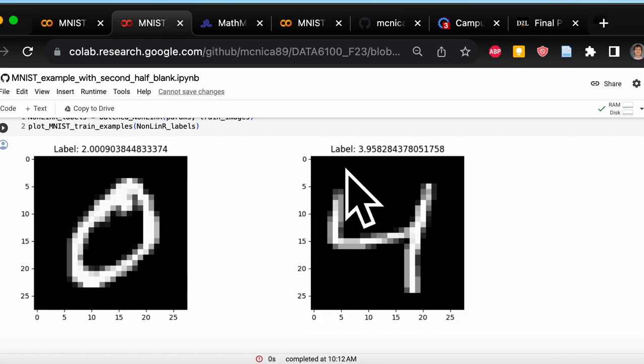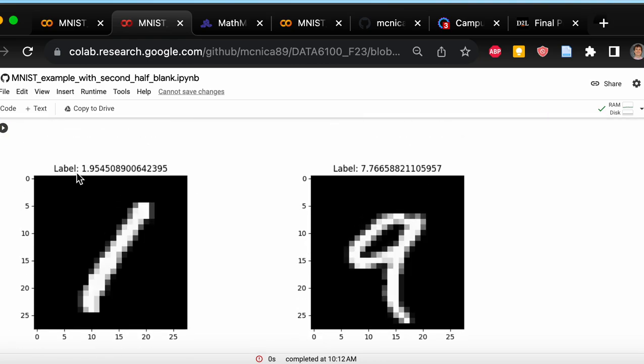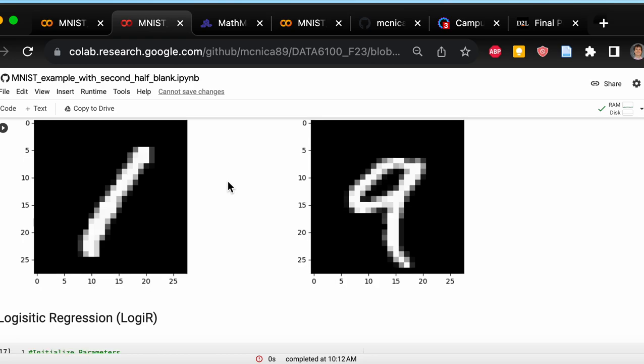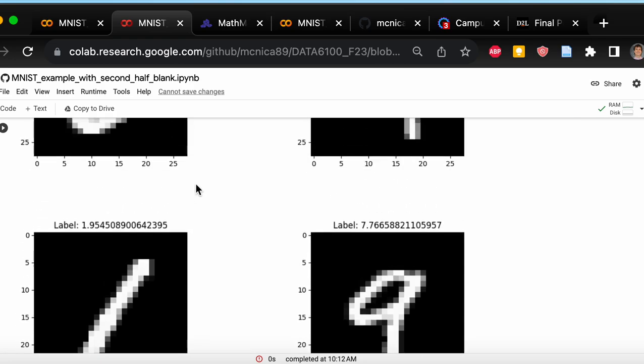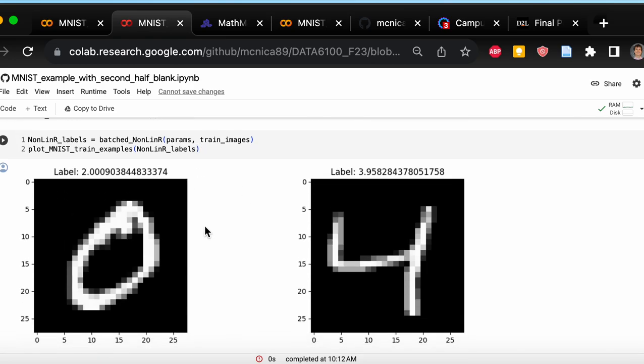So it thinks this is a 2. This one it thinks is a 3.95, which is great because it's actually a 4. This one it thinks it's 1.95, which is a 1. And this 9, it thinks it's a 7.7. So it's getting pretty close. It's getting better. With this nonlinear regression, at least it's outputting numbers that are in the right range. And the numbers happen to be quite close.